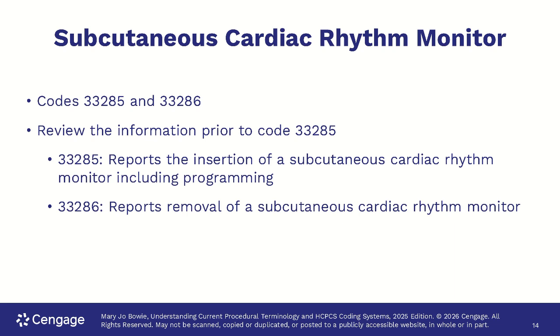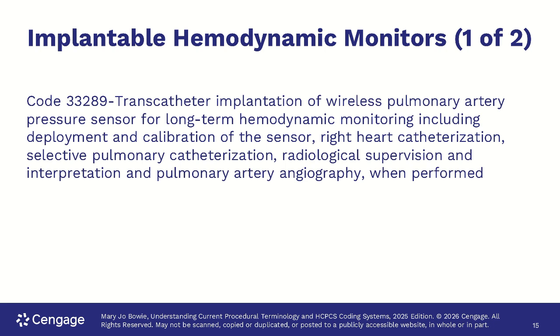All right, next up, we have the subcutaneous cardiac rhythm monitor. These monitors are also known as cardiac event recorders or implantable or insertable loop recorders. And basically, what happens is the physician inserts an event recorder at the subcutaneous layer. And the recorder basically keeps a record of the heart's electrical activity. So you have codes for the insertion, including reprogramming. And then you have a code for the removal of that device.